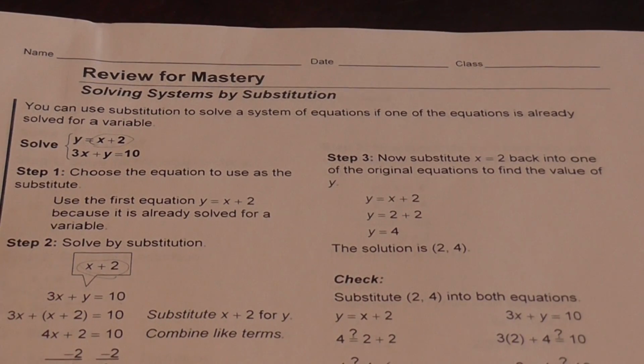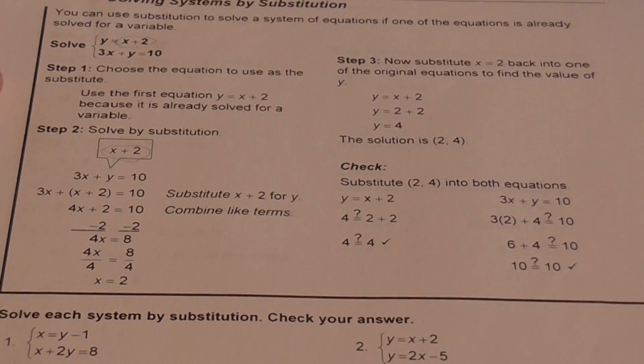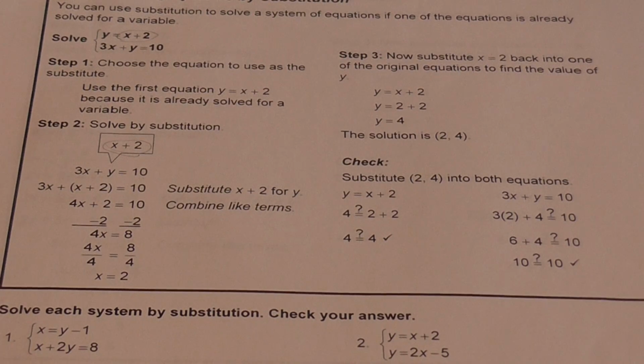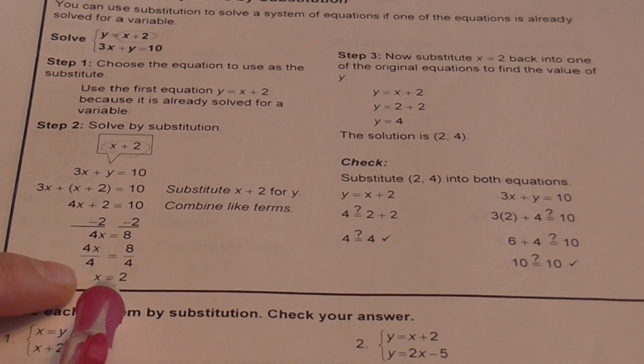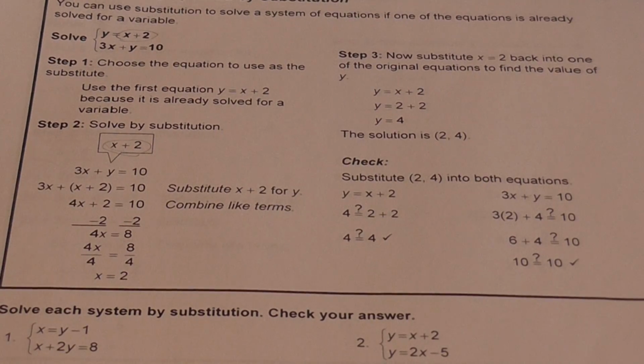So now that everything is only in x values or an x variable, you can combine your like terms, and now you just have a two-step equation to solve. So I'm going to subtract the 2 from both sides, divide by 4, and I have an x value of x equals 2. Well, there's the x value.